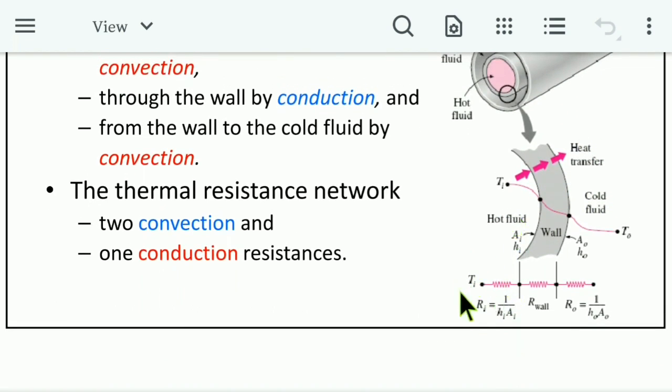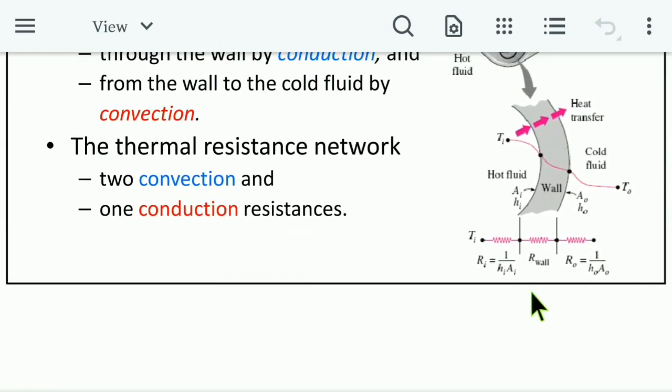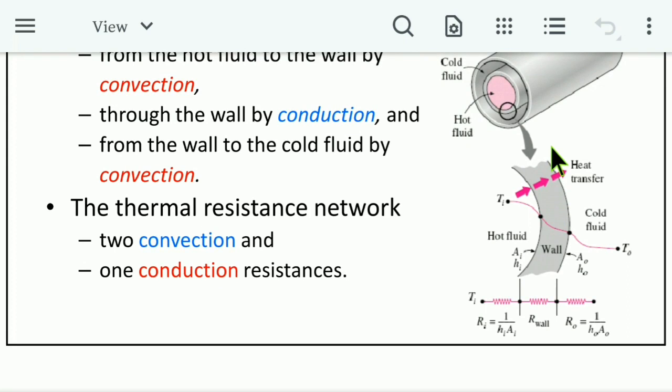Resistance for convection from the hot fluid to the wall, R_i, our input, means 1 by h_i A_i. Through the wall, conduction, R wall, and from the wall to the cold fluid, R_o, our output, means 1 by h_o A_o.